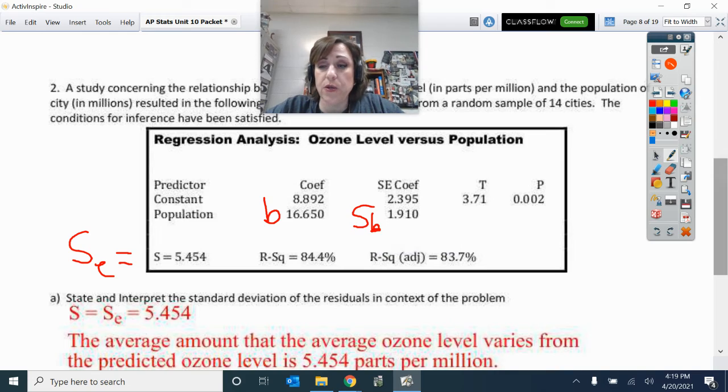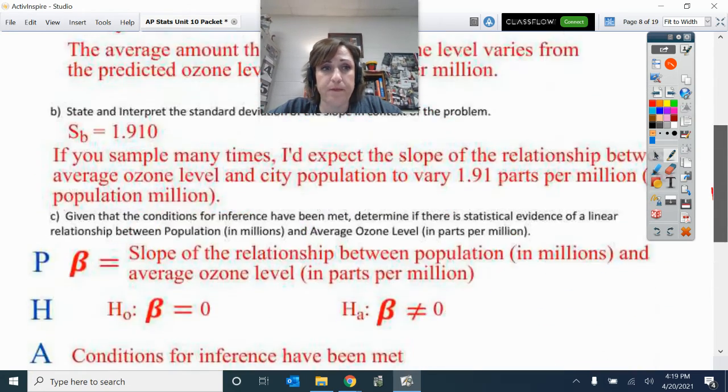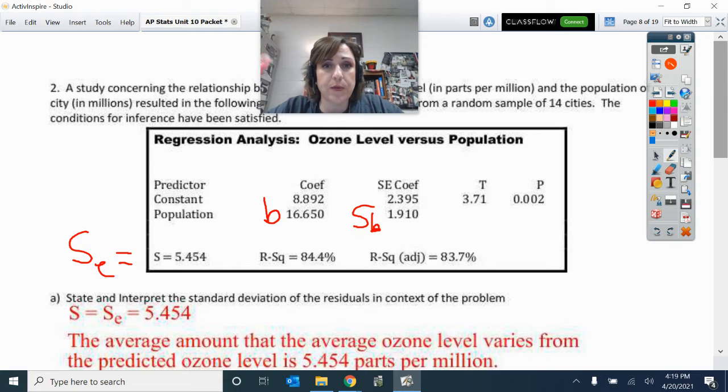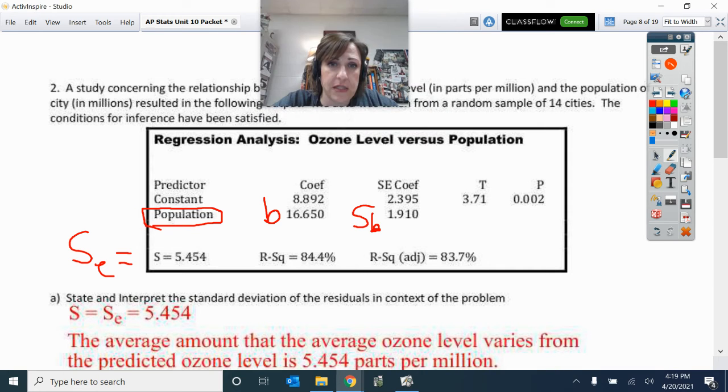Okay, 5.454. So let's see, this was, okay, I can see this is my explanatory variable. So we were attempting to see if we have a linear relationship to be able to predict the average amount of ozone from the population. Okay, so average ozone level is the Y. I wanted to write that the average ozone level is Y because that's my response.